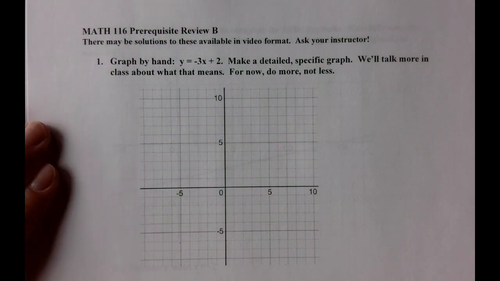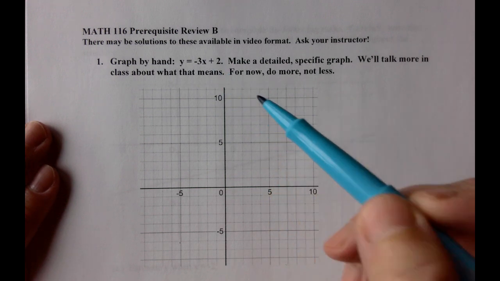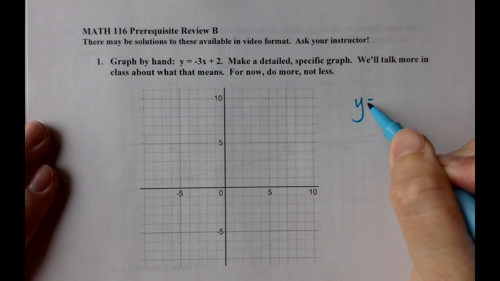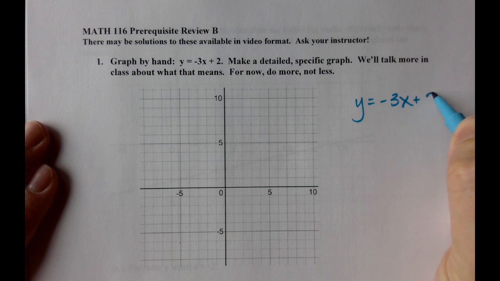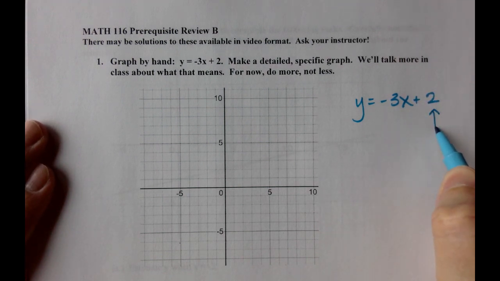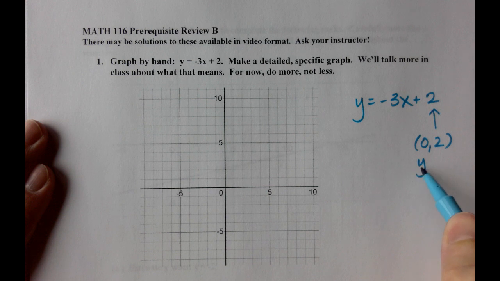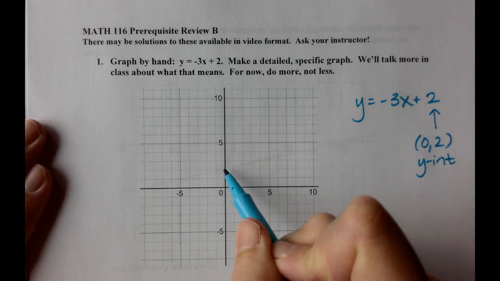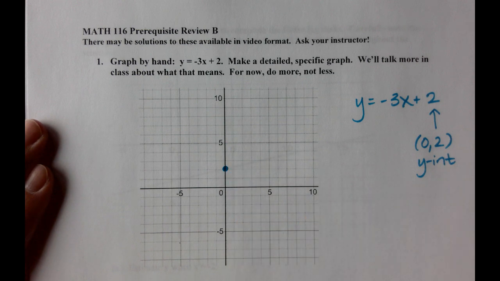A couple ways to get at this. I tend to think of this as an equation of a line that's already written in slope-intercept form, and so this point hanging off the end here corresponds to the point 0, 2 on the graph, or the y-intercept. So that gives me a starting point on my graph, 0, 2.